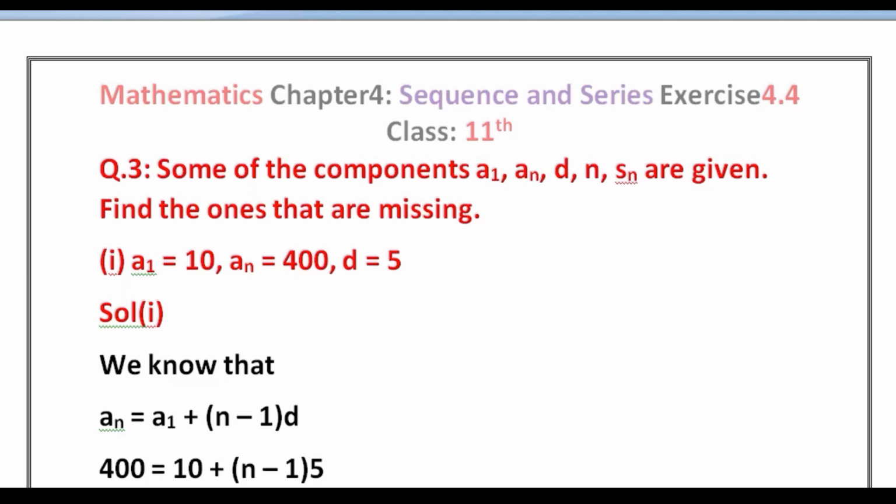In this lecture I will solve exercise number 4.4 question number 3. The components a1, an, d, n, Sn are given. Find the ones that are missing. Part number 1: a1 is equal to 10, an is equal to 400, d is equal to 5.